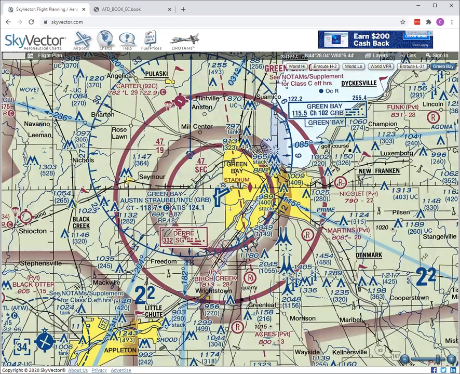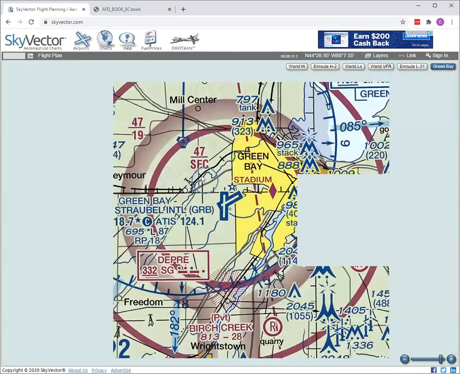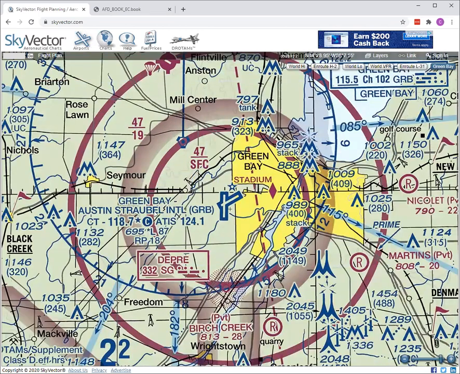Green Bay has the solid magenta lines, and actually has two of them, and that's because it's a Class C airport. So Class C will have these two magenta lines, an inner ring and an outer ring. The inner ring is 5 miles, and then it's another 5 miles to the outer ring, so it's a total of 10 miles. And anything inside of the solid inner core is going to be a different height than the one in the outer core. So they have different heights that they start at.